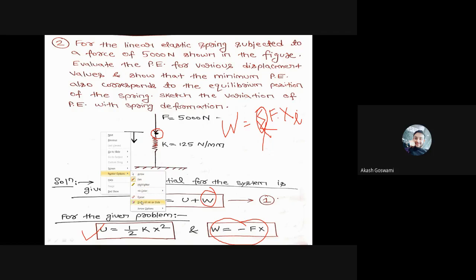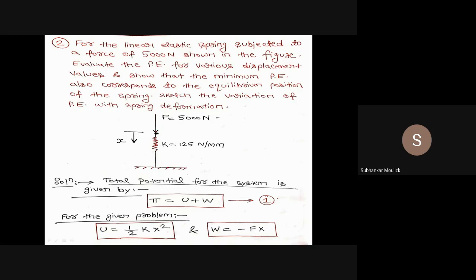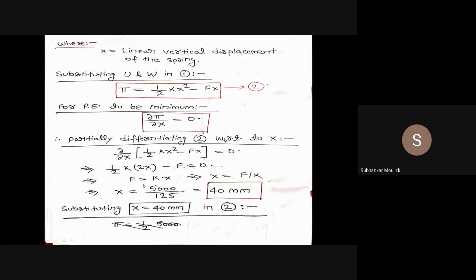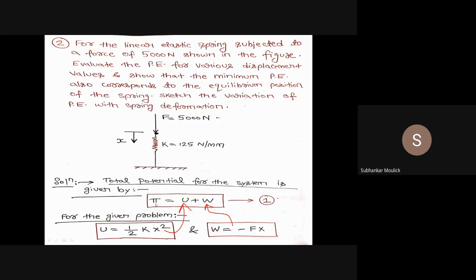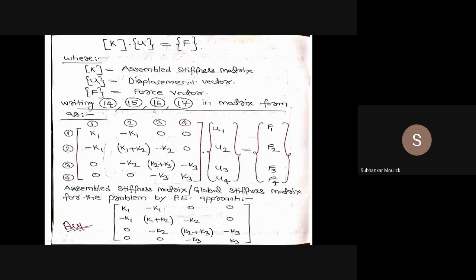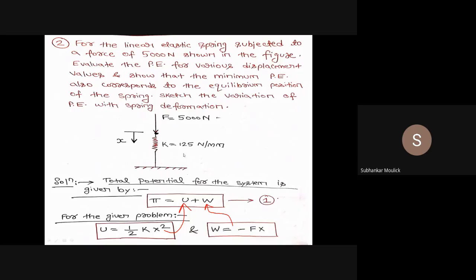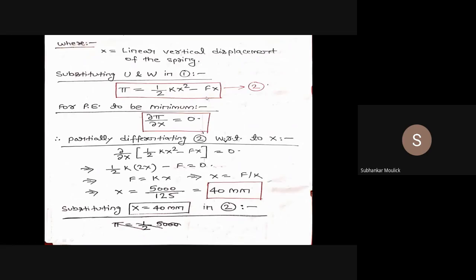Yes, sir. Okay. Next, what I will do, I will put this value over here. I will get the value of the final potential energy of the problem. And that final potential energy is given by pi equal to half kx square minus Fx. See, half kx square minus Fx. Is it clear? Equation number 2.